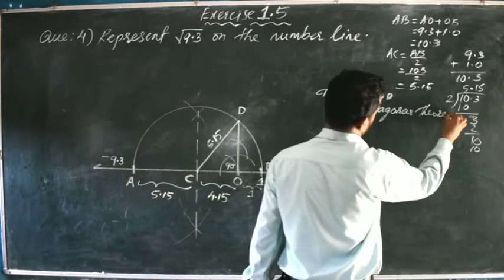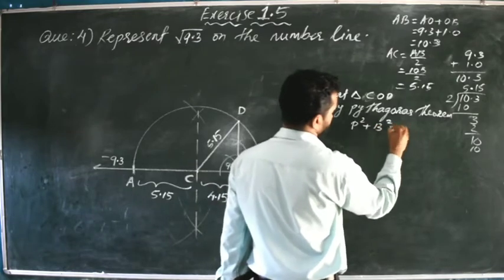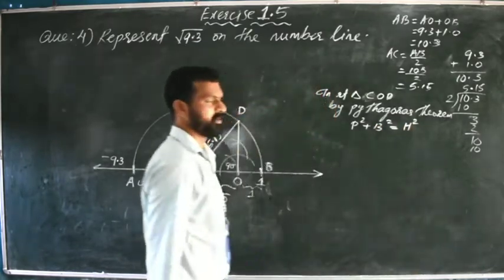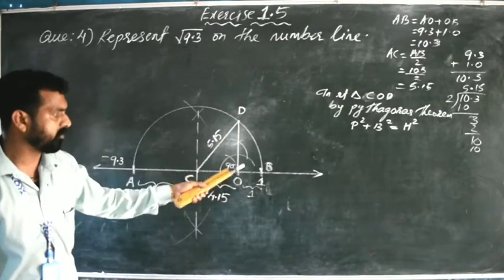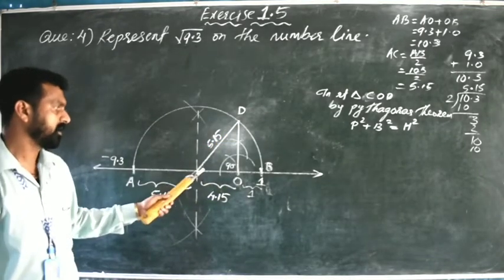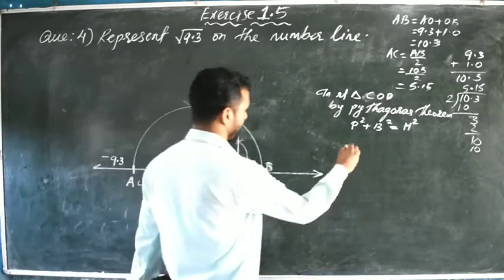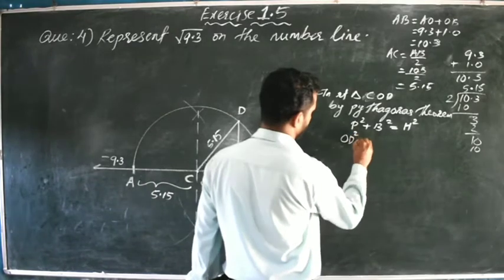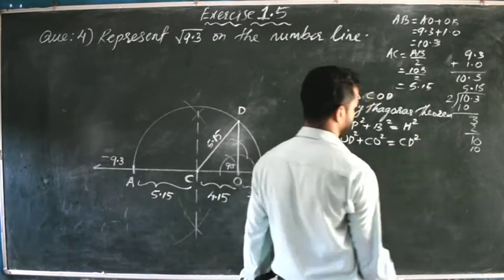What is Pythagoras theorem? Hypotenuse square is equal to perpendicular square plus base square. Just the opposite also we can write, that is perpendicular square plus base square is equal to hypotenuse square. Perpendicular it is OD, base CO, and hypotenuse it is CD. So OD square plus CO square is equal to CD square.